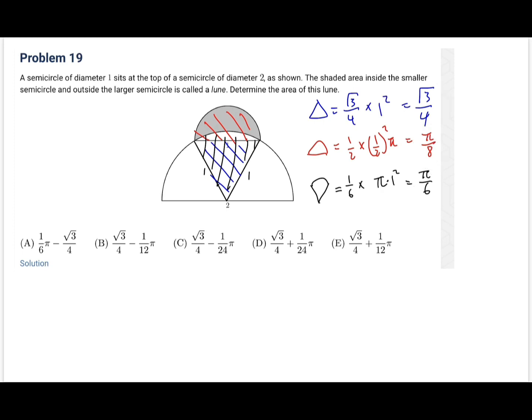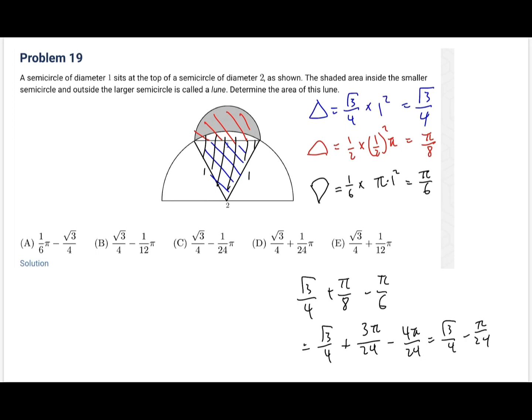So root 3 over 4 plus pi over 8 minus pi over 6 equals root 3 over 4 plus 3 pi over 24 minus 4 pi over 24, which is root 3 over 4 minus pi over 24. The answer is C.